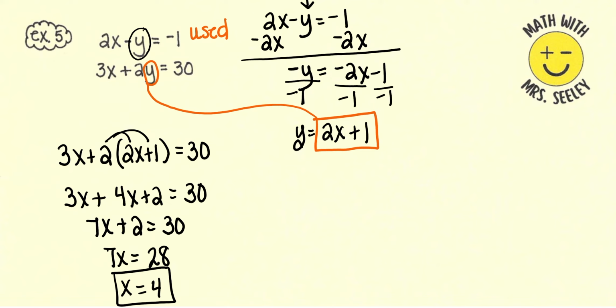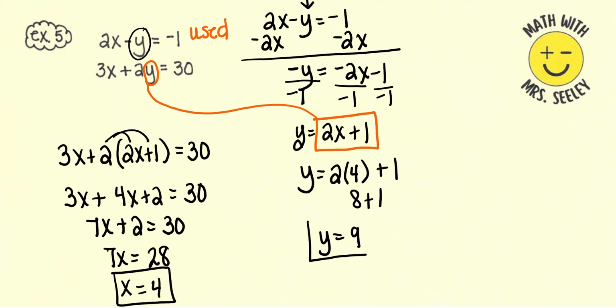All right, let's go plug it in right here. So y is equal to 2 times 4 plus 1. 2 times 4 is 8 plus 1. So y is equal to 9. As an ordered pair, we have x, comma, y, because every ordered pair is x, comma, y.